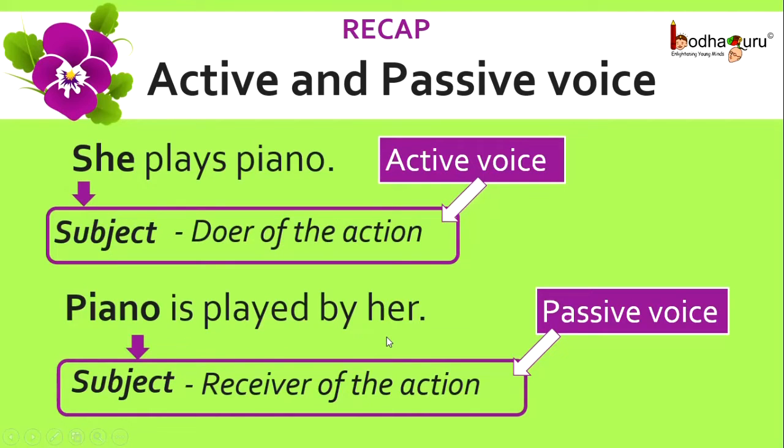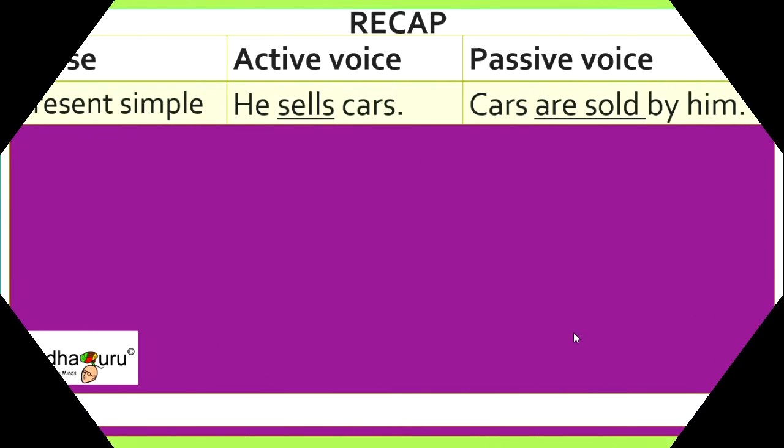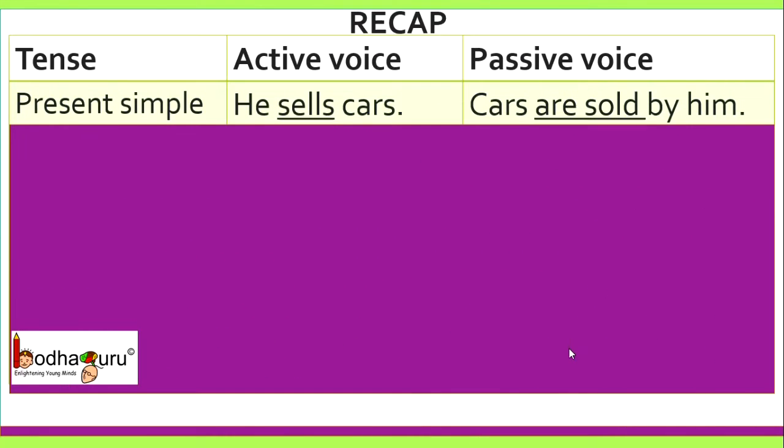If you see, in this case, the subject is the receiver of the action, meaning the action of playing is done by her and the piano, which is the subject, is the receiver of the action, and we can say here the subject is passive and hence this sentence is in passive voice. We also learnt how to change the different forms of present tense to passive voice.